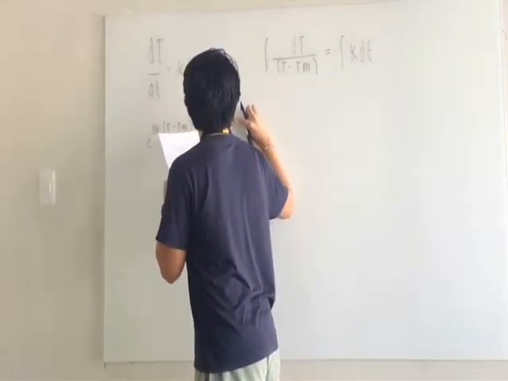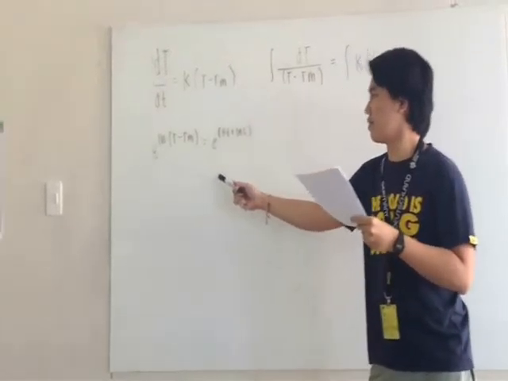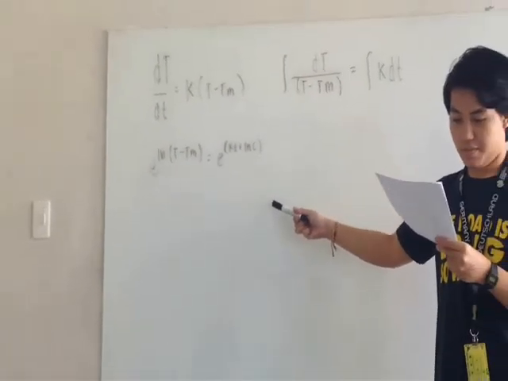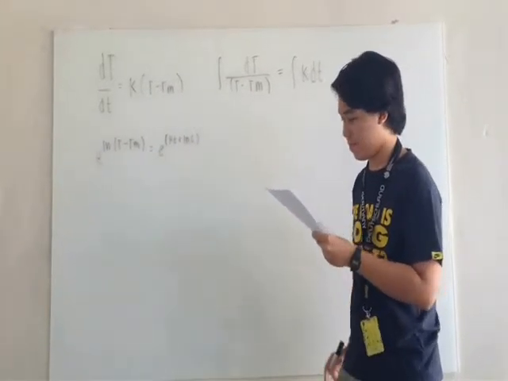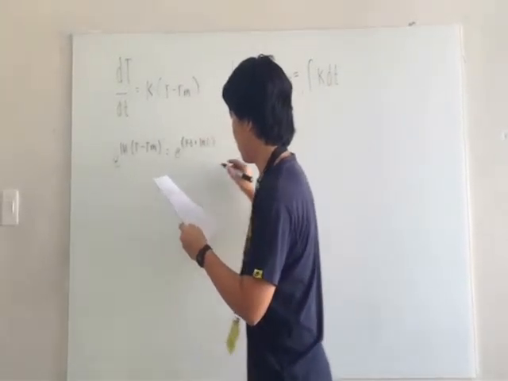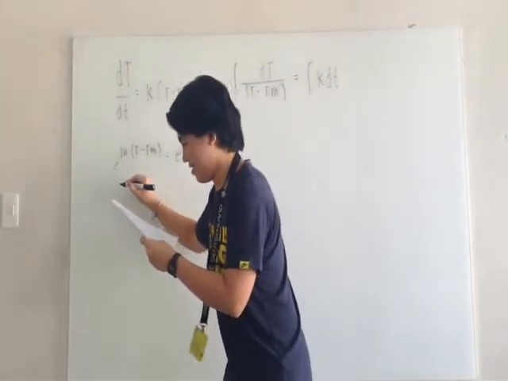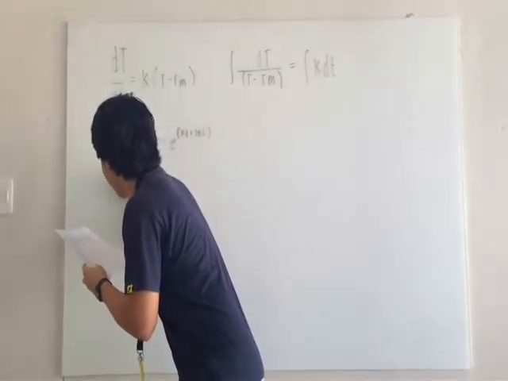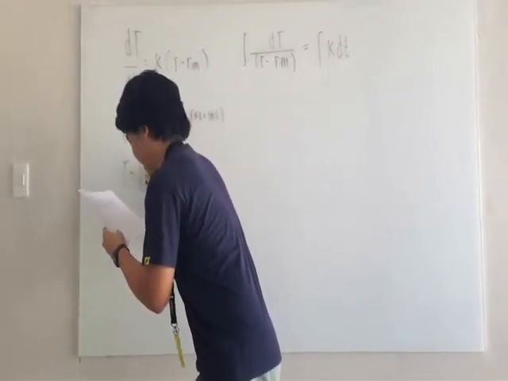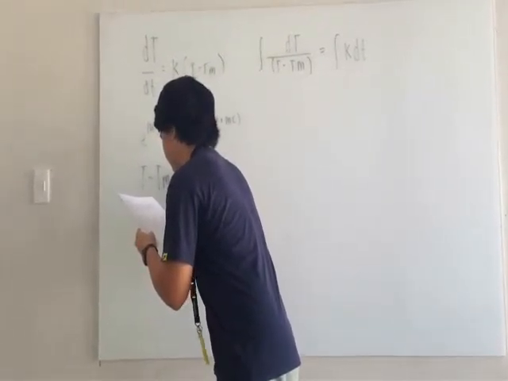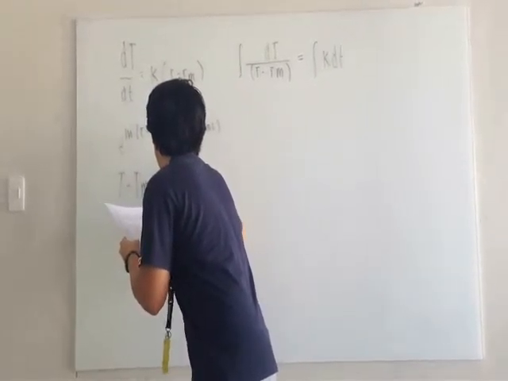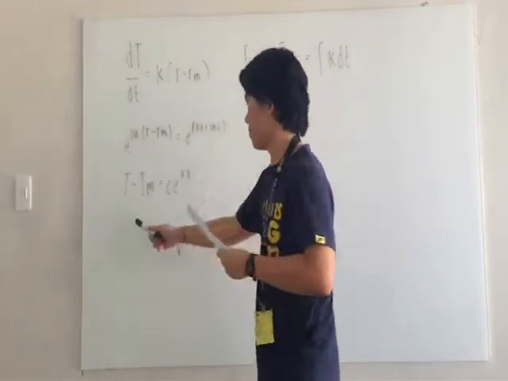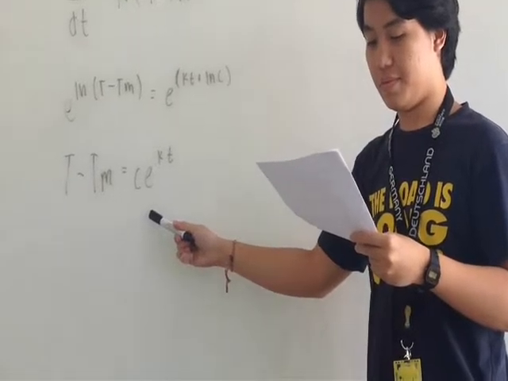So after integrating, both sides will then be raised to e to remove the ln function of the temperatures, giving us the general equation: temperature of the object minus the surrounding temperature is equal to C constant times e raised to the K constant times time.